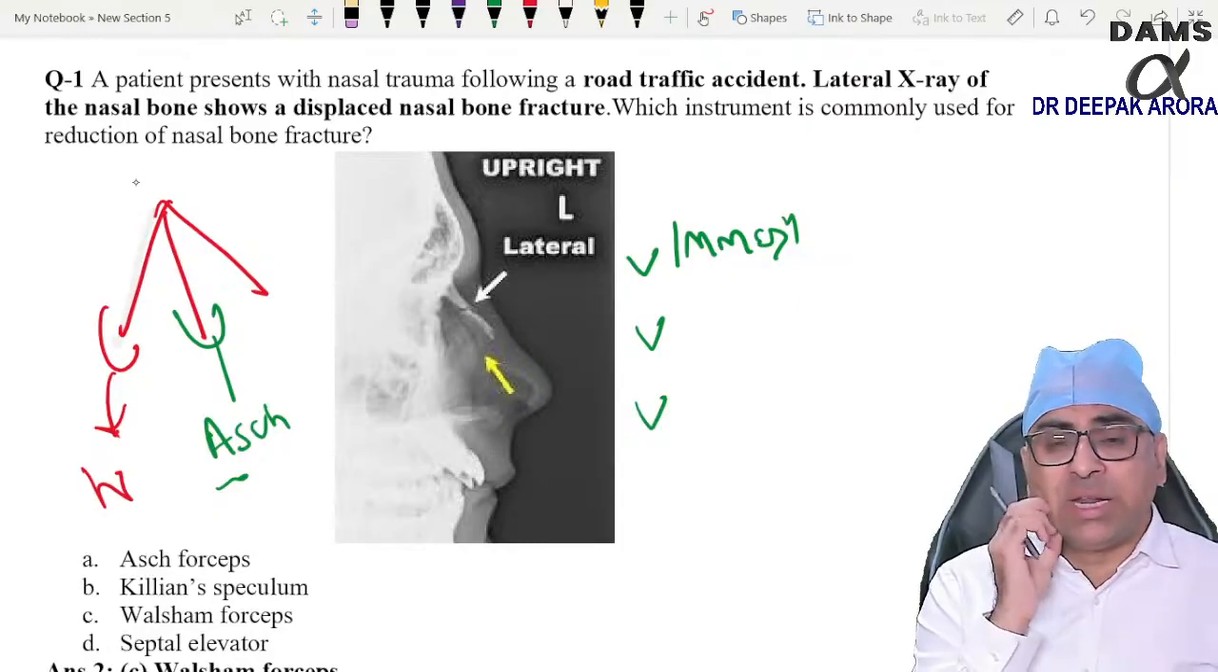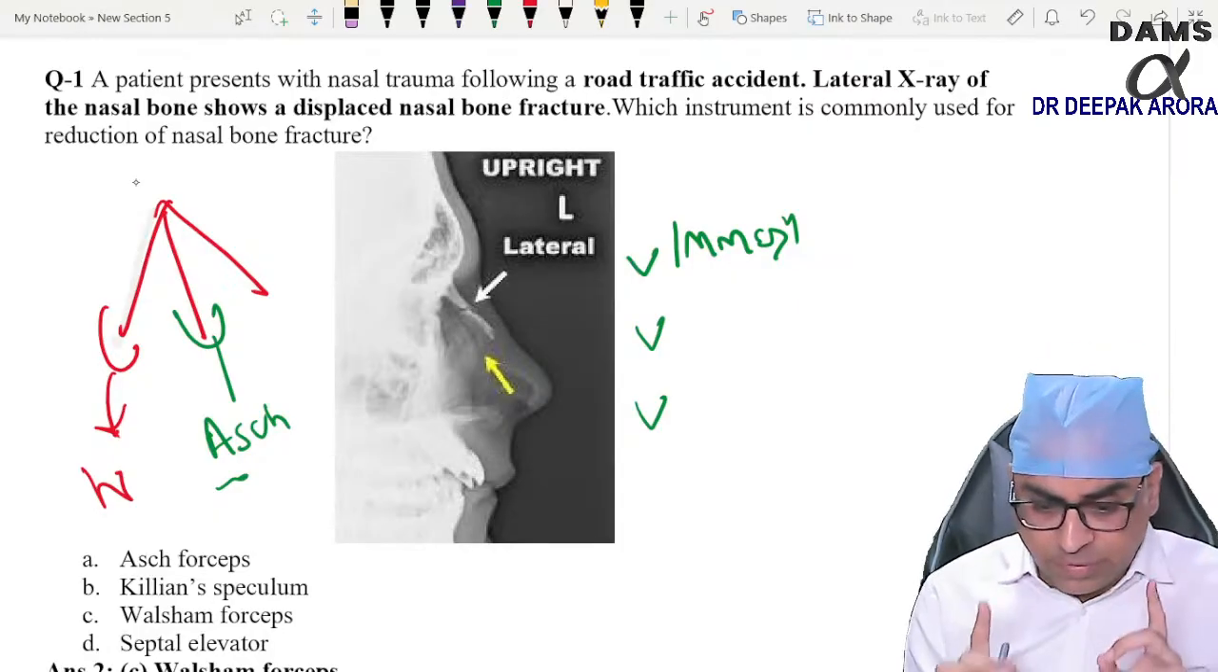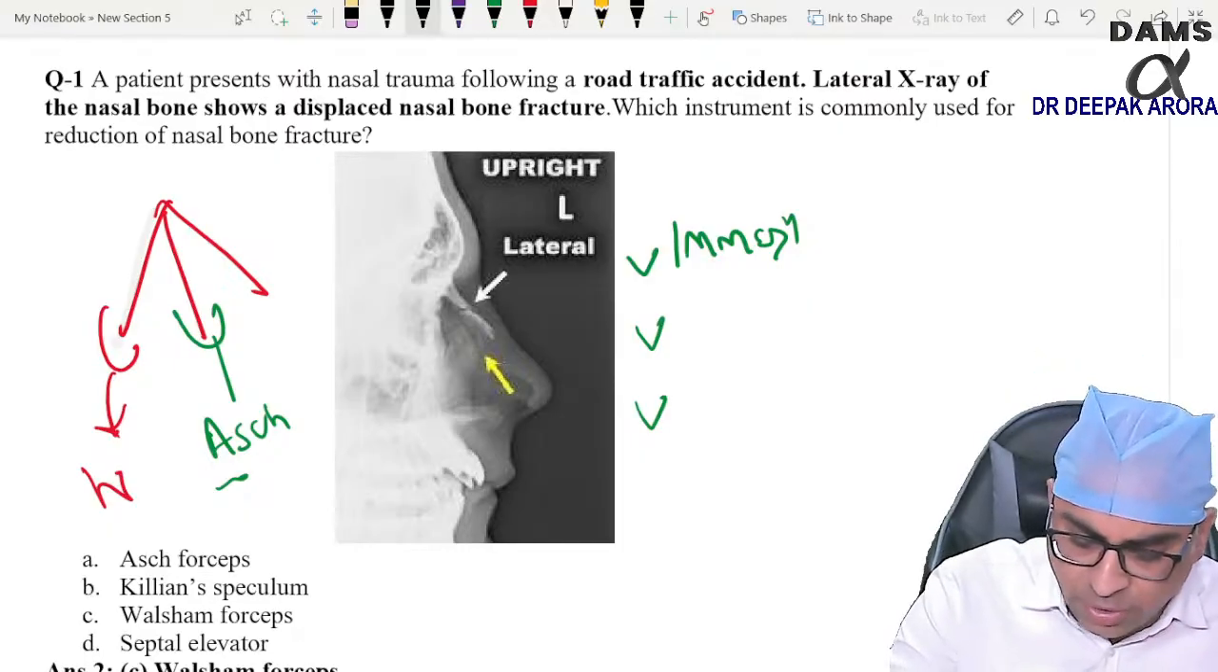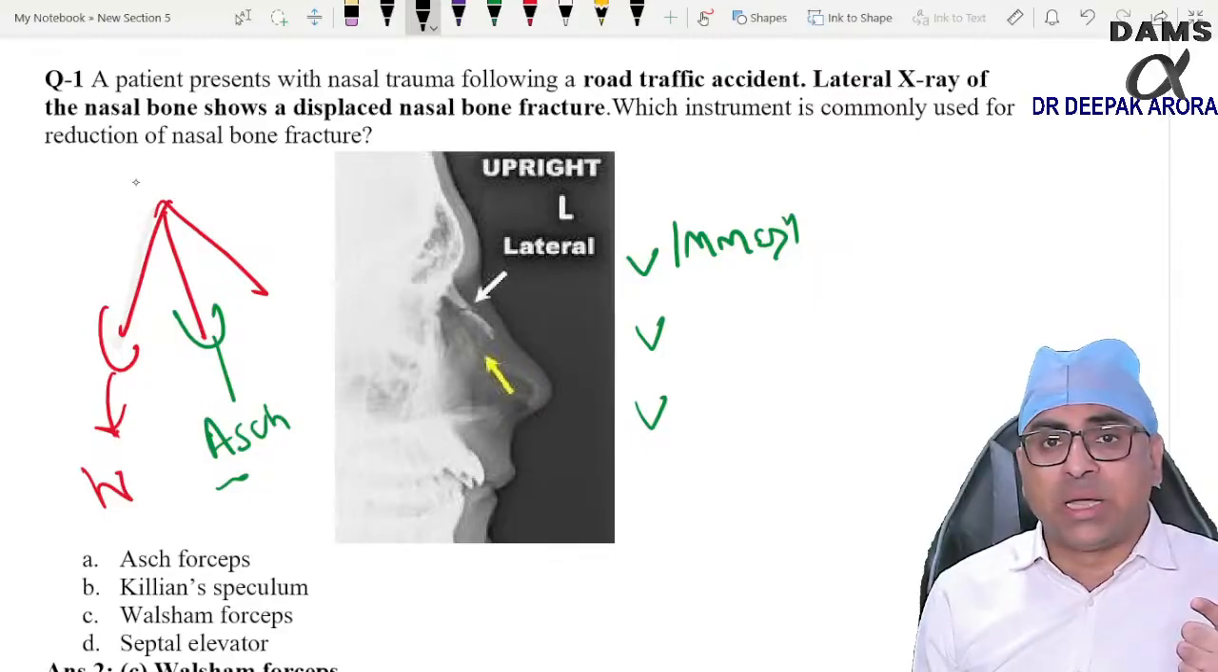So what we have learned in the classroom, facial fracture: always remember, it should be reduced immediately. Everybody should reply in the chat box with what we have learned in the classroom.